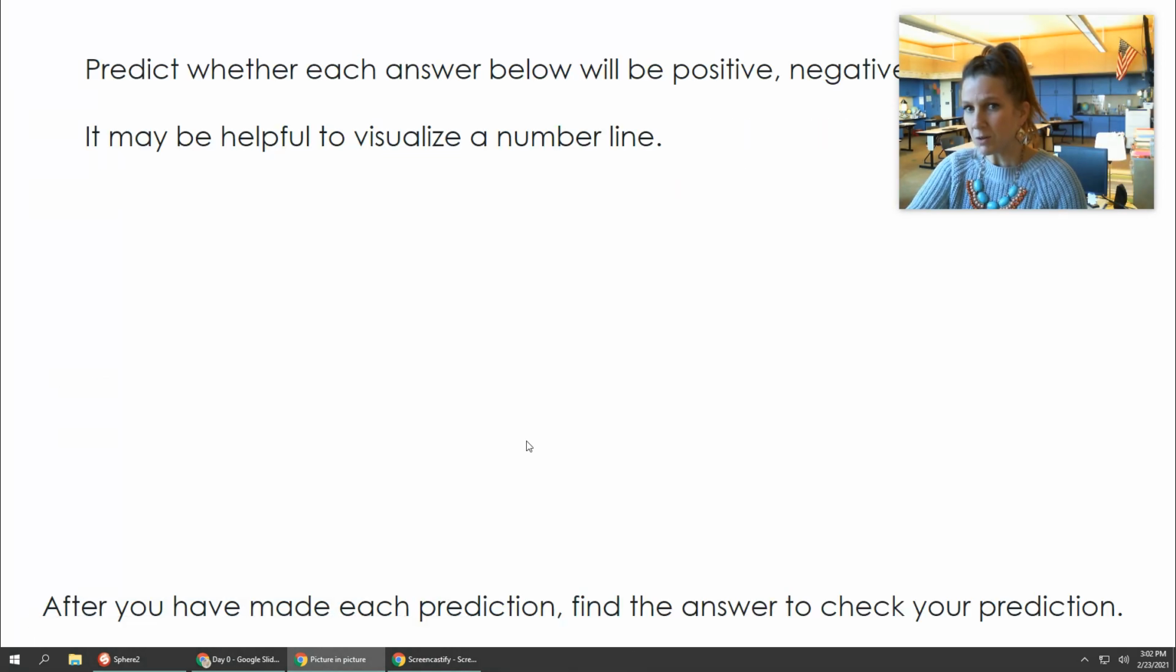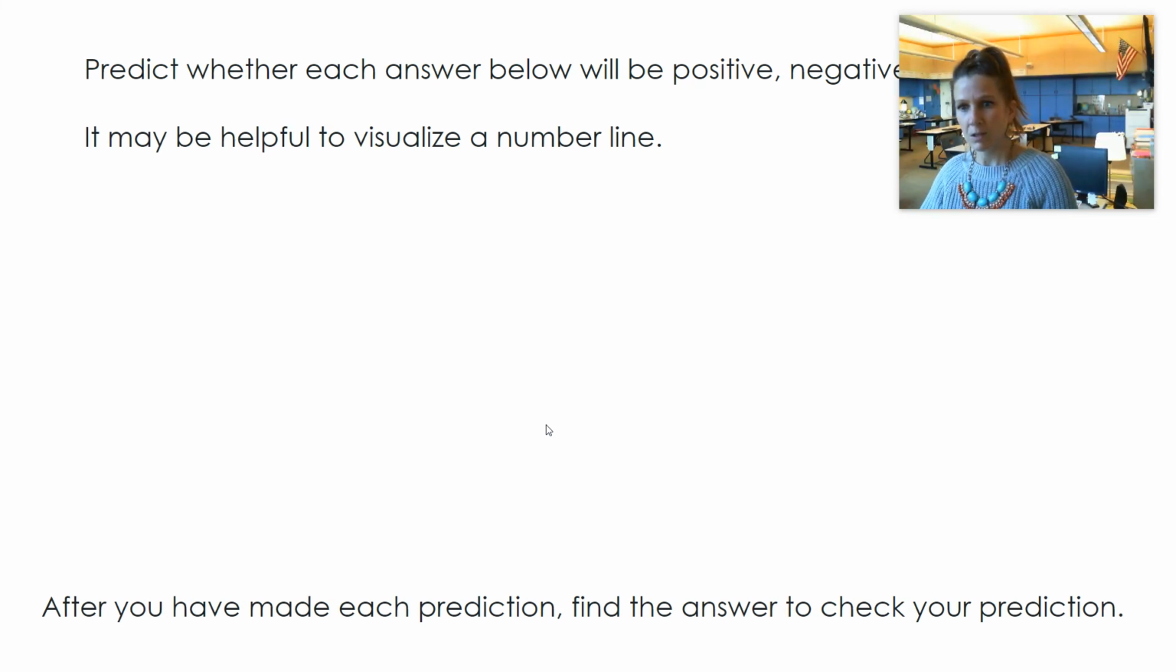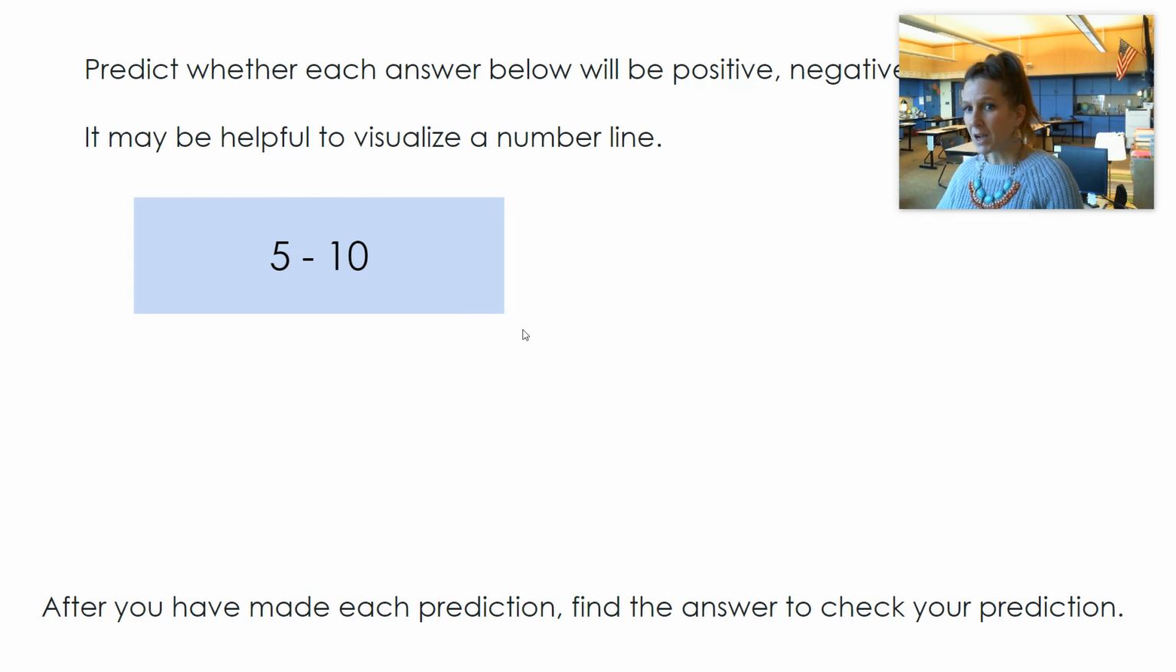This one was all about thinking about positive, negative, or zero. If you think about this first one, 5 minus 10. Well, if we just quickly think about it, that first number is smaller than the second number, so I know that's going to be a negative. That's the rule: if you're subtracting a larger number, then it will be a negative.